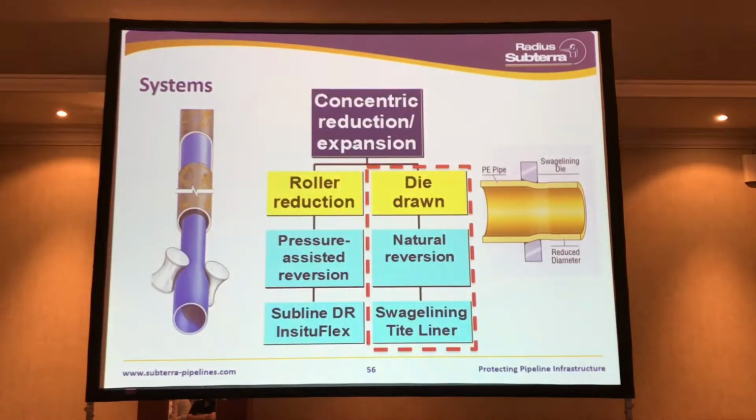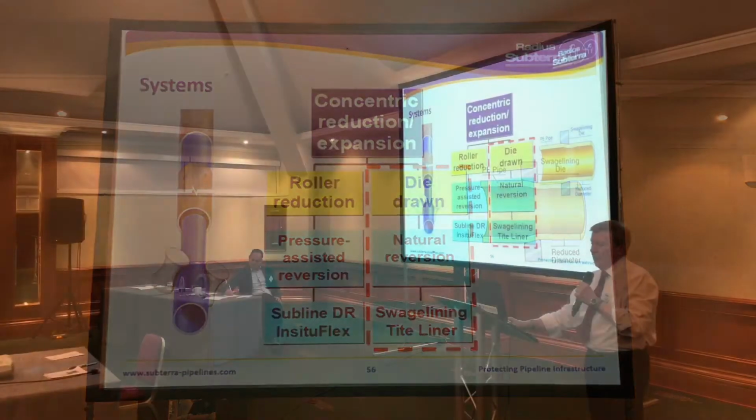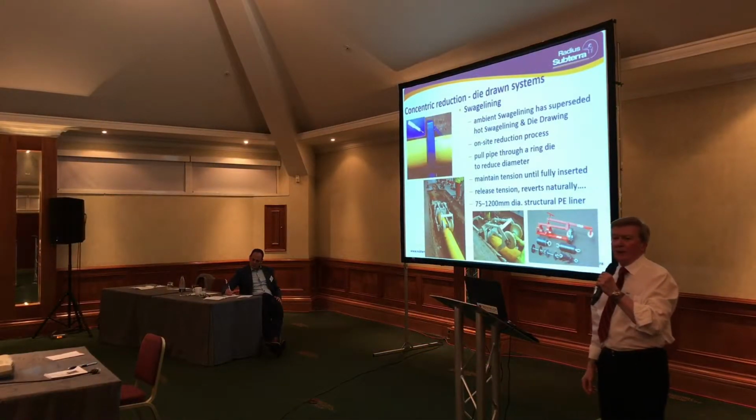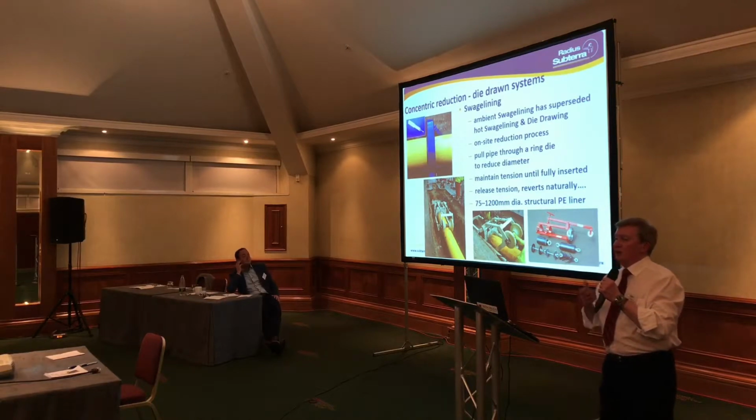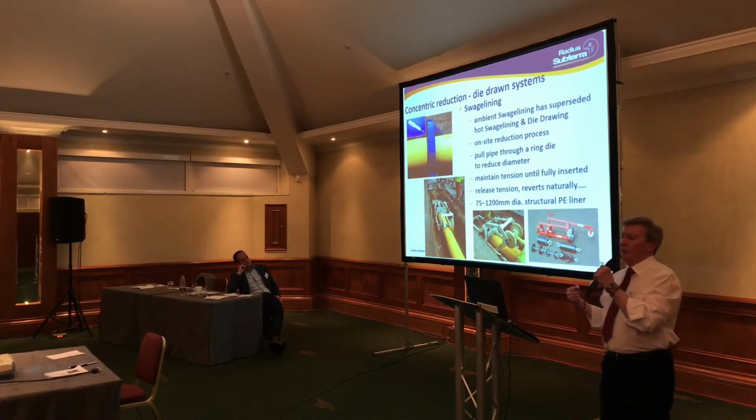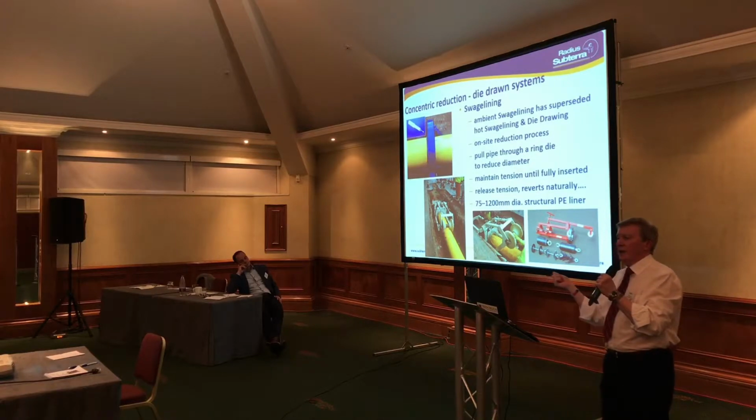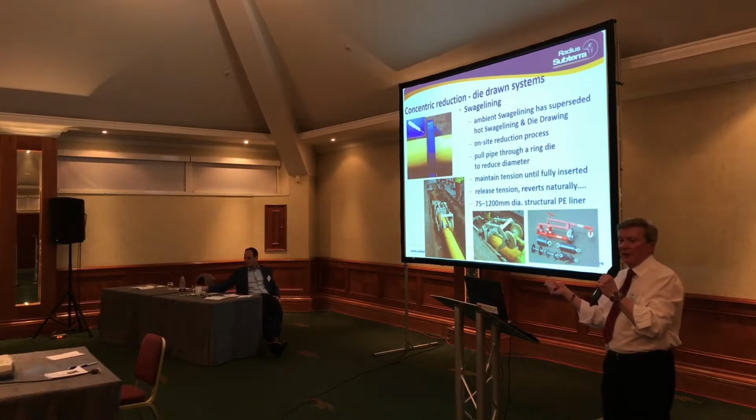Talked about the reversion. If we now move on to the die drawing technologies, the one you'd probably be most familiar with would be swage lining. This is, again, an on-site reduction process, and that involves pulling the PE liner pipe through a static ring die, and that reduces the diameter whilst it's under tension. You can pull the liner pipe into place, still under tension.